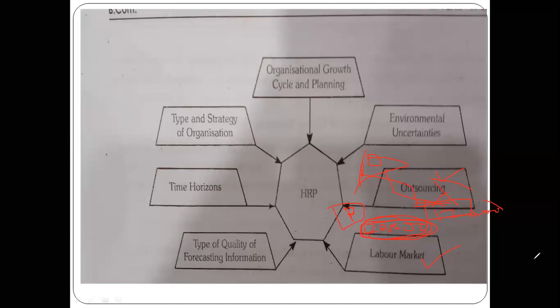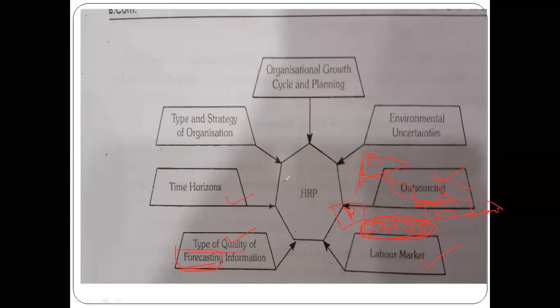Now, next aspect is type and quality of forecasting information. The information used to forecast personnel needs originates from a multitude of sources. A major issue in personnel planning is the type of information which should be used in making forecasts. Forecast means estimation. Closely related to the type of information is the quality of data used. What is the data that we are using? How we are forecasting, how we are estimating. That is very, very important.